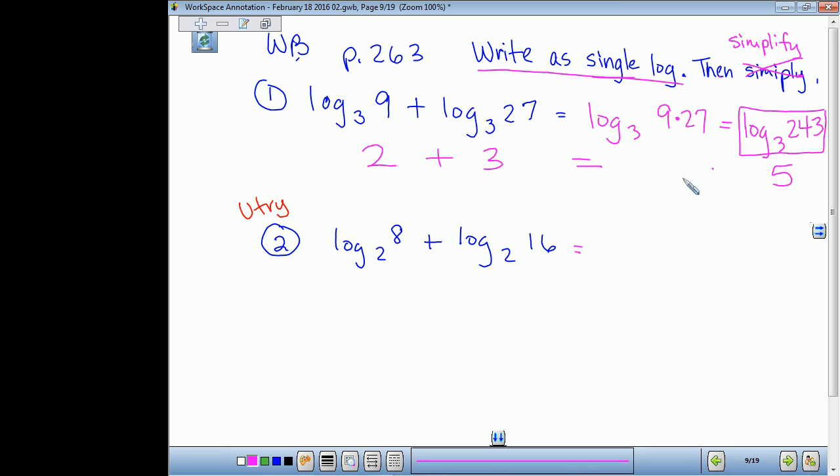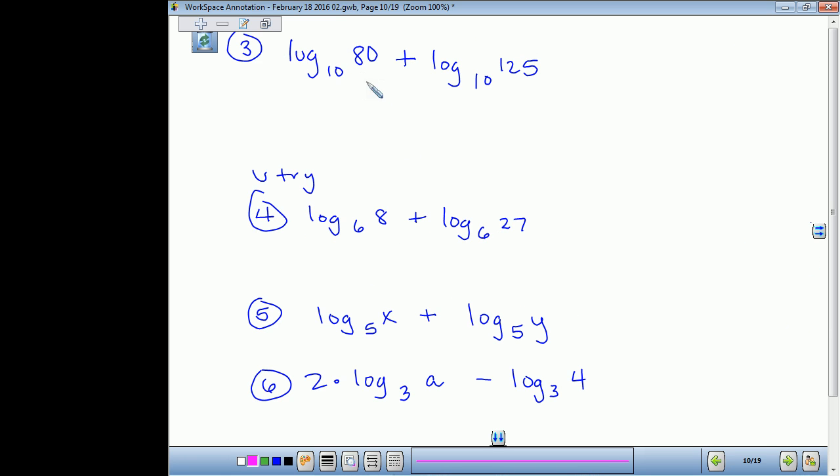Okay, for this one, it's 8 times 16. And so as a single log, this would be 128, correct? Yes. And we raised 2 to the 7th power. Well, it would have been easier if we were going straight for the 7. It would have been easier to say, well, 3 plus 4 is 7. Yeah, I'm with you. But sometimes they don't simplify. Oh, no. Sometimes they don't.